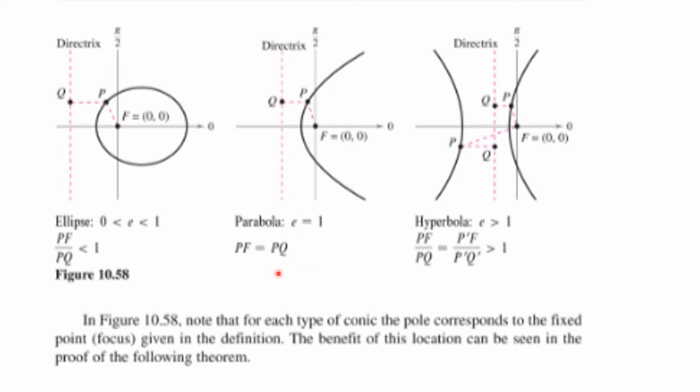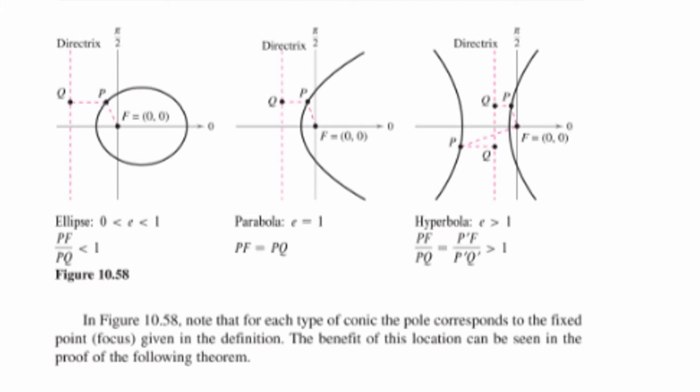That's a parabola. And here, if the distance from P to F is bigger than the distance from P to Q, then that ratio is bigger than 1, and that's going to be a hyperbola, and you will get this configuration. So you get this for one focus, you get this for the other focus.